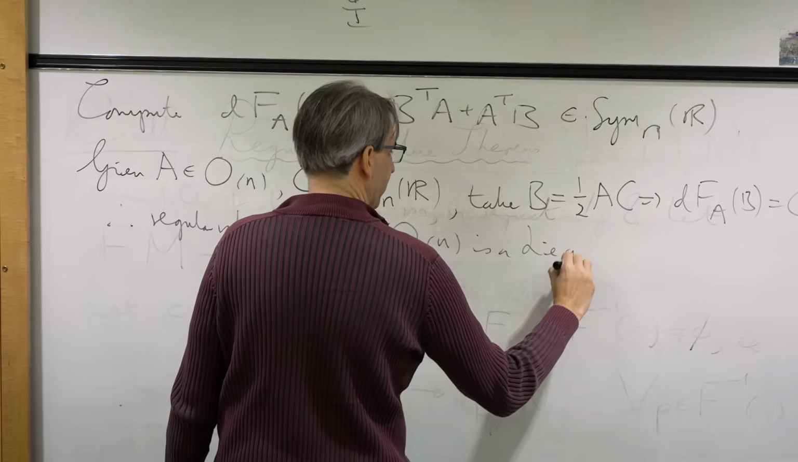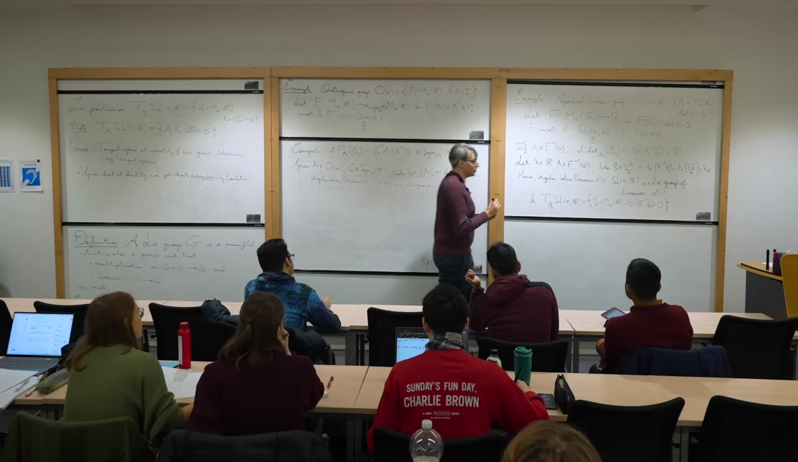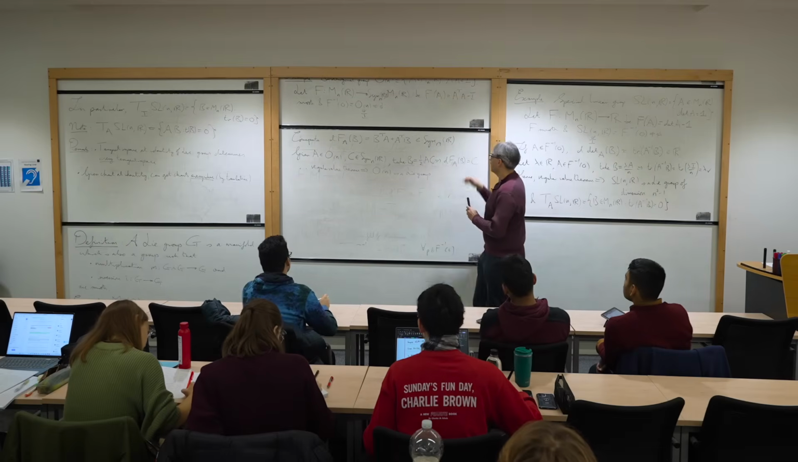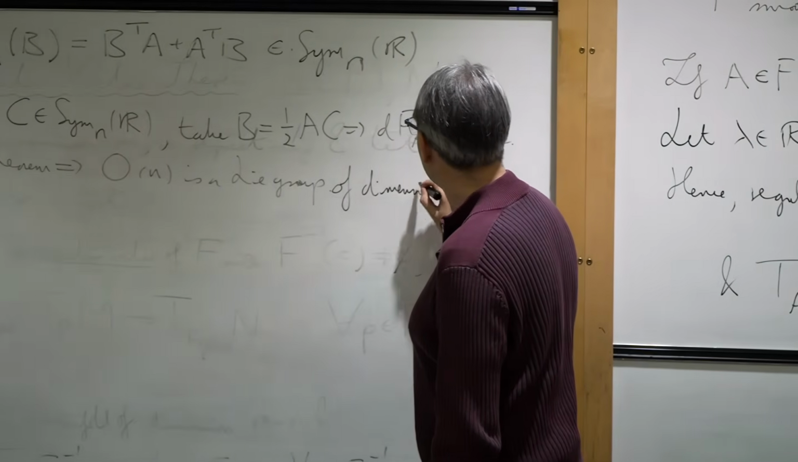Again, it proves it's a manifold, but as I said previously, the multiplication and inversion are restricted from GL_n, so we already knew those were smooth. So that's okay. So O(n) is a Lie group of dimension. Now what's the dimension this time?